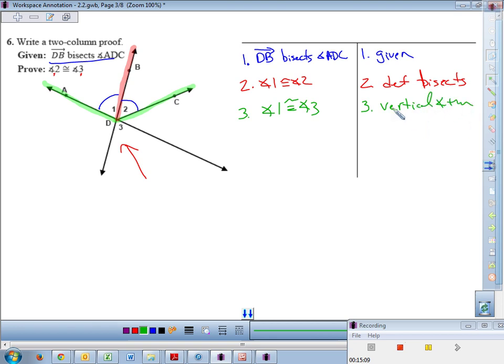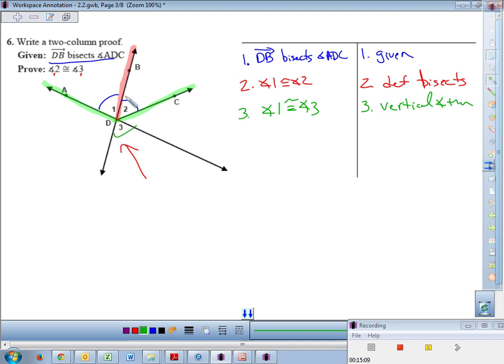I still want us to be able to spell vertical correctly, so we'll write it out. Once you've proven to me that you can spell that word right, we'll start to abbreviate it. But vertical, C-A-L. And then if you put it in your proof, it has to be marked in your picture. Angle 1 has to be the same as angle 3. Does angle 1 already have an arc mark in it? So how many arc marks should angle 3 get in it?